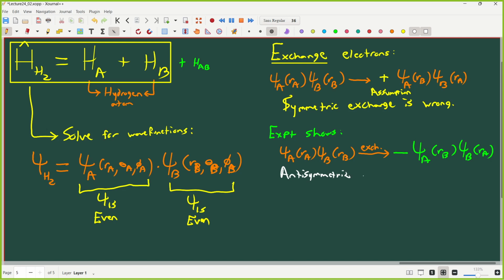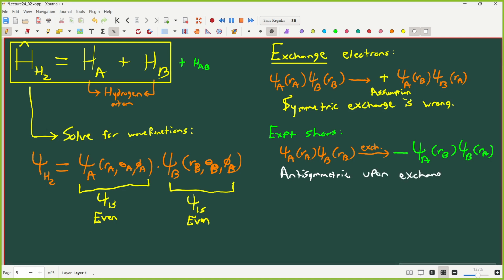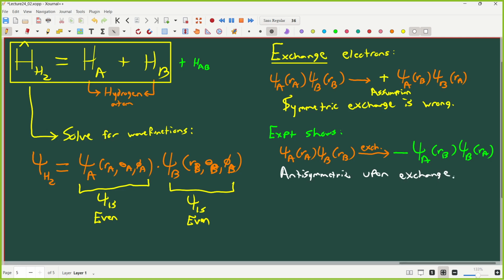I'm done after this in just a second. I just want to set up my question for Monday. They're antisymmetric under exchange. So how does that antisymmetry come up? Because these are even functions, right? Our molecular orbital for the molecule is just a combination of two even functions. They should exchange just fine. But there's a negative sign. We have to figure out where that negative sign comes from.